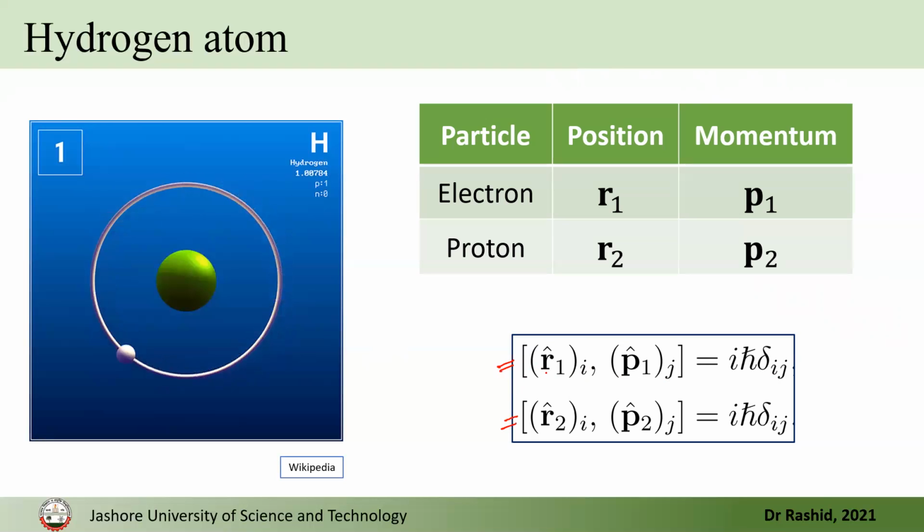And also one important thing: if we take any component of R1 and any component of P2, whatever i and j are, this is always equal to 0. And similarly, if you take the commutation of any component of R2 with any component of P1, the result is 0.